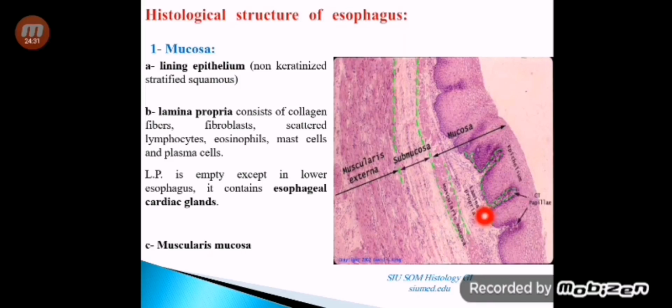Below it, the lamina propria consists of collagen fibers, fibroblasts, and scattered lymphocytes, eosinophils, mast cells, and plasma cells. The lamina propria is empty of glands. The esophagus has no glands except in the lower esophagus near the cardiac region of the stomach, where it contains glands named the esophageal cardiac glands. The third item of the mucosa is the muscularis mucosa, a thin band of smooth muscle that separates the mucosa from the submucosa.